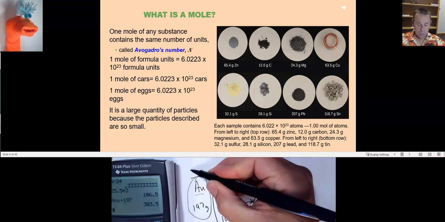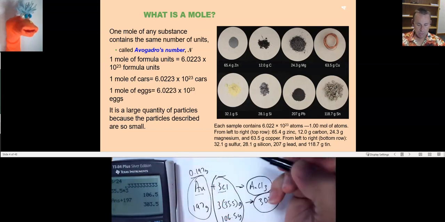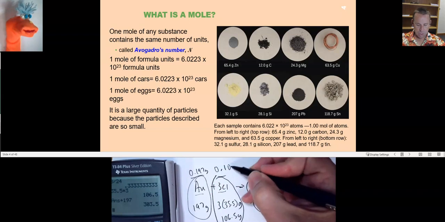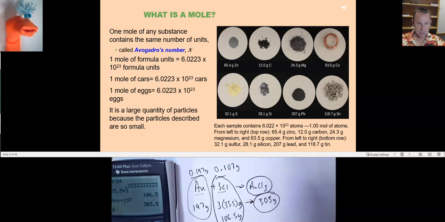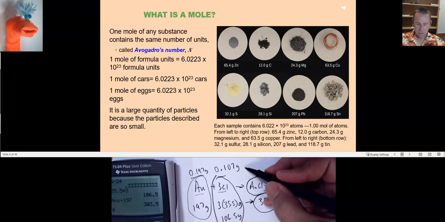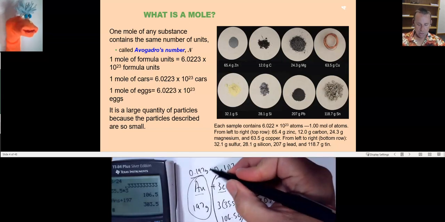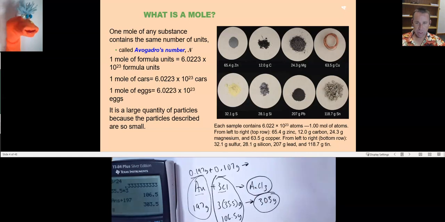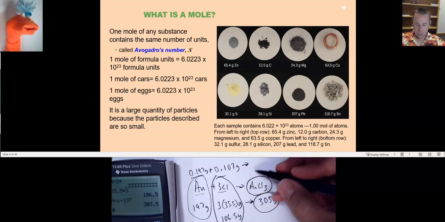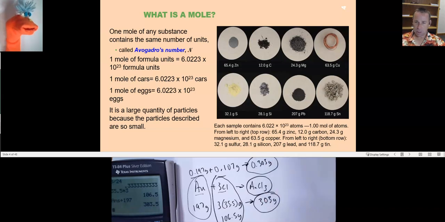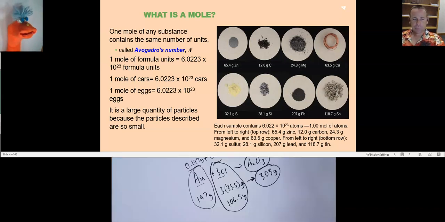So, for example, 0.197 grams of this and 0.107 grams of the chlorine here, right? I could react that much gold and that much chlorine in those ratios, which are the same ratios as these, right? Just 100 times less. That's right. No, so 1,000 times less. Yeah, 1,000 times less, and I would get 0.303 grams of my product. Okay, good. Good stuff.